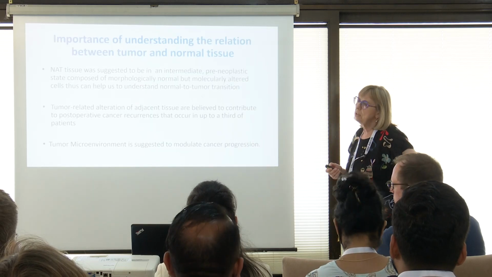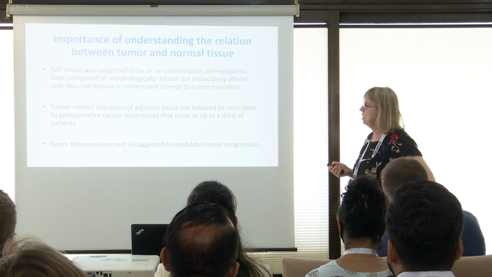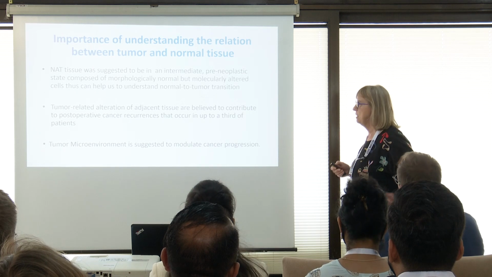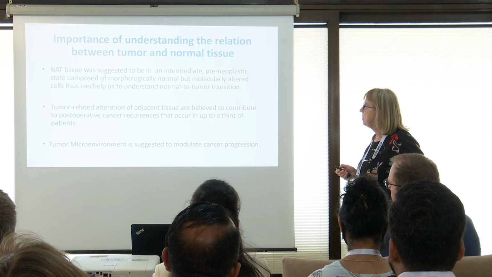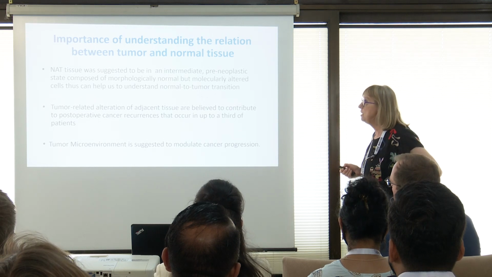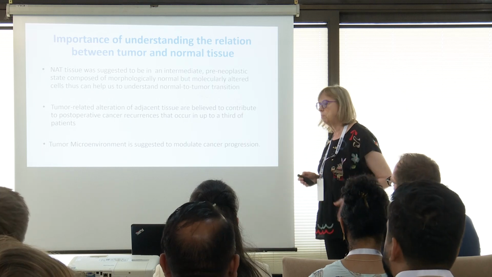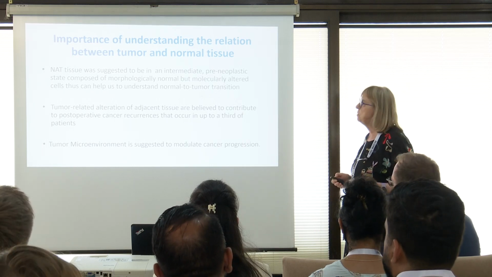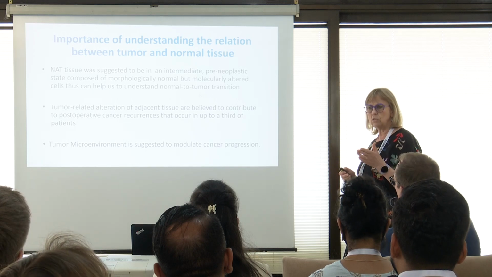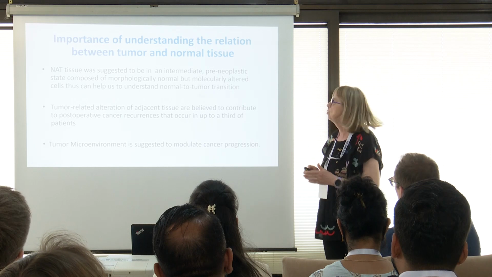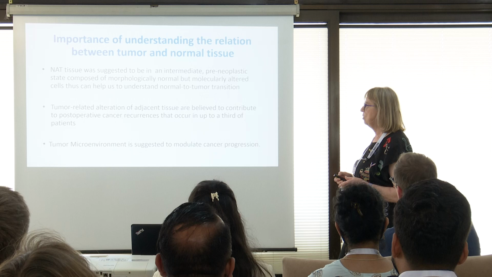So why would we like to understand this relation between the tumor and normal tissue? Whenever I say normal, in this case, I really mean normal adjacent to tumor. If indeed this tissue represents some in-between phase between normal and tumor, it's interesting to understand what that phase may be and how that phase may be translating to tumor tissue. So that will help us to understand the tumor evolution.